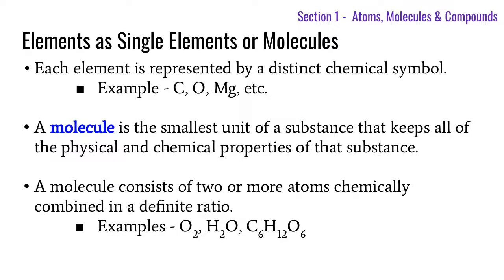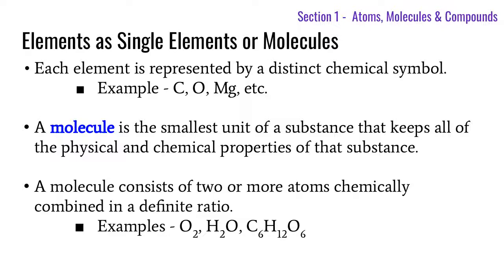After we're able to find our elements on the periodic table, the next thing that we want to be able to do is locate their distinct chemical symbol. So examples of this would be C would be carbon, O would be oxygen, Mg would be magnesium, and so on. Each one of these separately represents a different element. However, sometimes we can put some of these elements together, and that's where we get molecules.